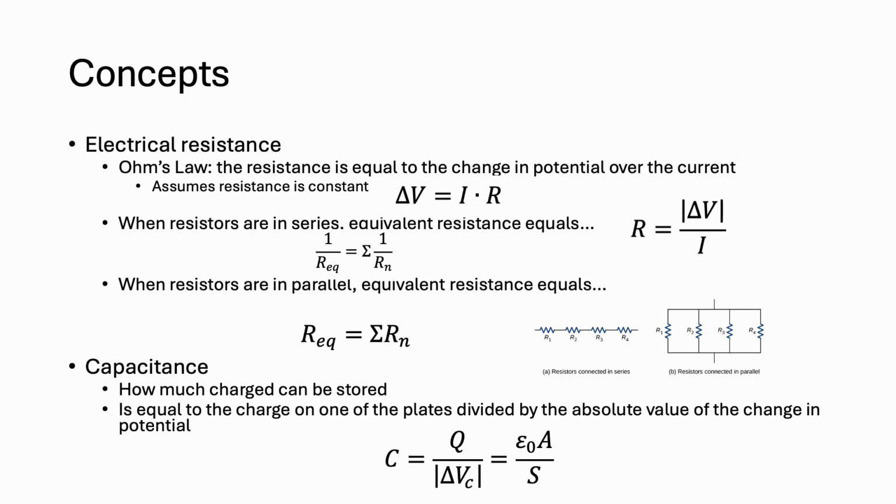And then also capacitance, which is how much charge can be stored, and this is equal to the charge on one of the plates divided by the absolute value of the change in potential, which also equals the permittivity constant times area over the distance s.